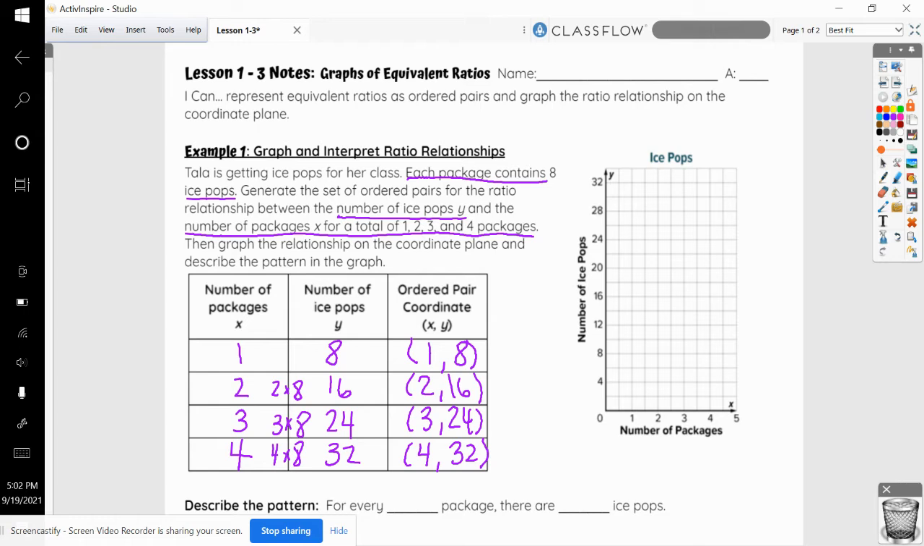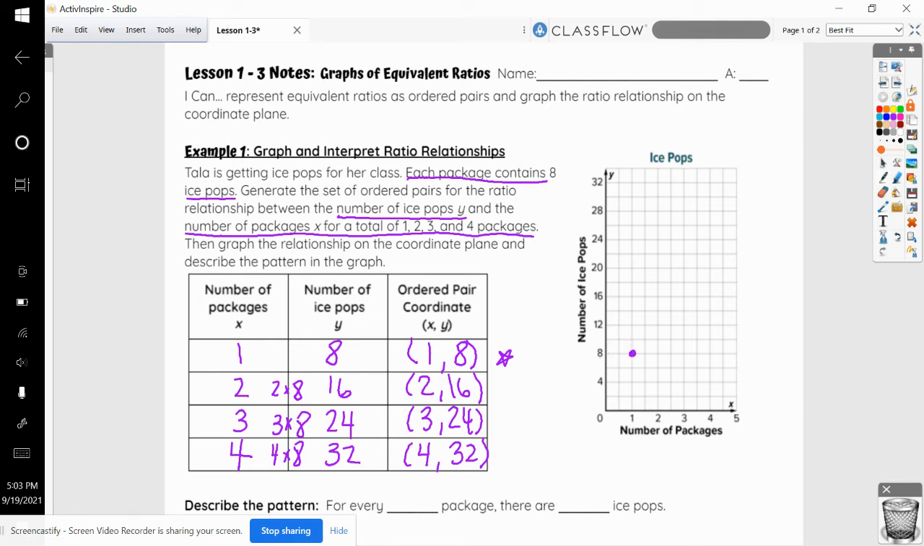Now we're going to graph it on our graph. So each of these coordinates, like I said before, my x is the first one, that's horizontal. So where is my number of packages? Then my y is going up, and that's the number of ice pops. So for example, for this first one, I have number of packages is 1. My number of ice pops is 8, so I go over to the 1, and then I'm going to go up and I'm going to put a dot at 8. So I have 1 package, 8 ice pops.